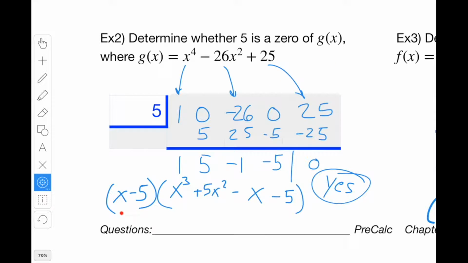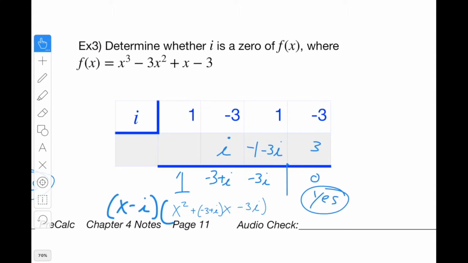So you can say that, in fact, x minus 5 times 1x cubed plus 5x squared minus x minus 5, when you multiply these two together, you would get back to the original. This is the beginnings of factored form. The answer here is yes. Yes, 5 is a 0 of g of x.